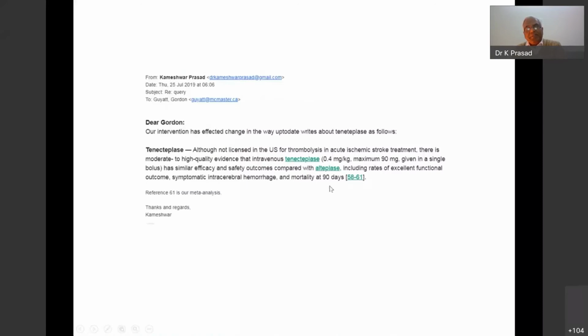So immediately I wrote back saying, look here, thank you for changing your statement, but this dose is wrong. The very next day I checked, they had changed it. So sometimes they can make mistakes. And then they gave references, and reference 61 was our meta-analysis. So one resident, by conducting a systematic review and meta-analysis, changed the text of an electronic textbook, you can say, which is used all over the world.